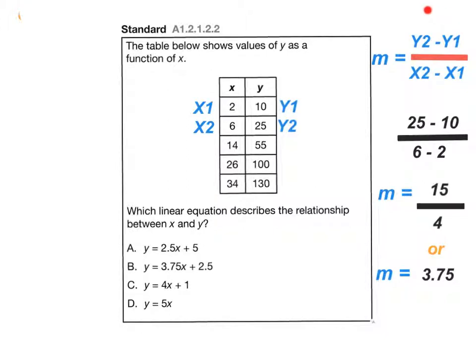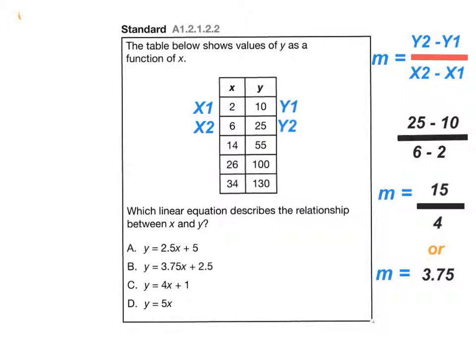Now we take our slope formula, which is y2 minus y1 over x2 minus x1, and we substitute our values. For our first ordered pair, the x value becomes x1 and the y value becomes y1. Vice versa, for the second point, the x value becomes x2 and the y value becomes y2. So when we plug them into the formula, 25 minus 10 on top becomes 15. On the bottom, 6 minus 2 becomes 4. So my slope is 15 over 4, or simplified 3 3/4. As a decimal, it's 3.75.